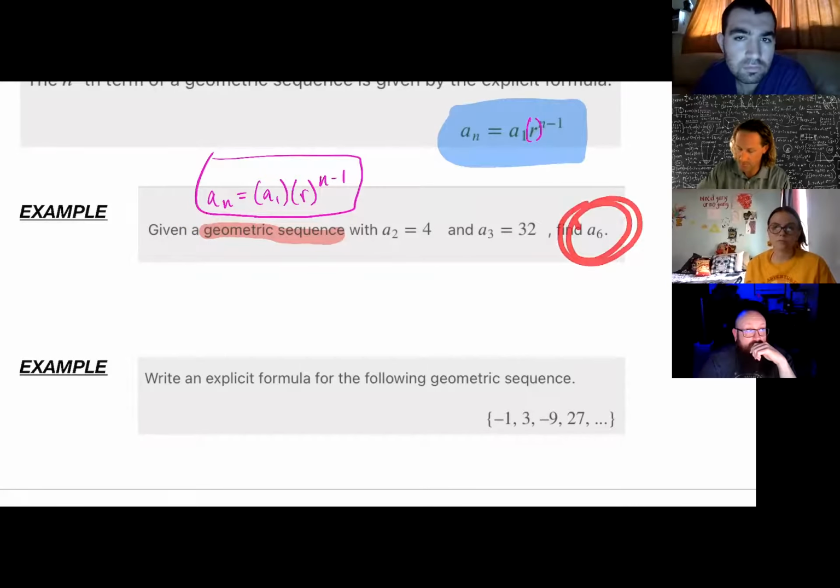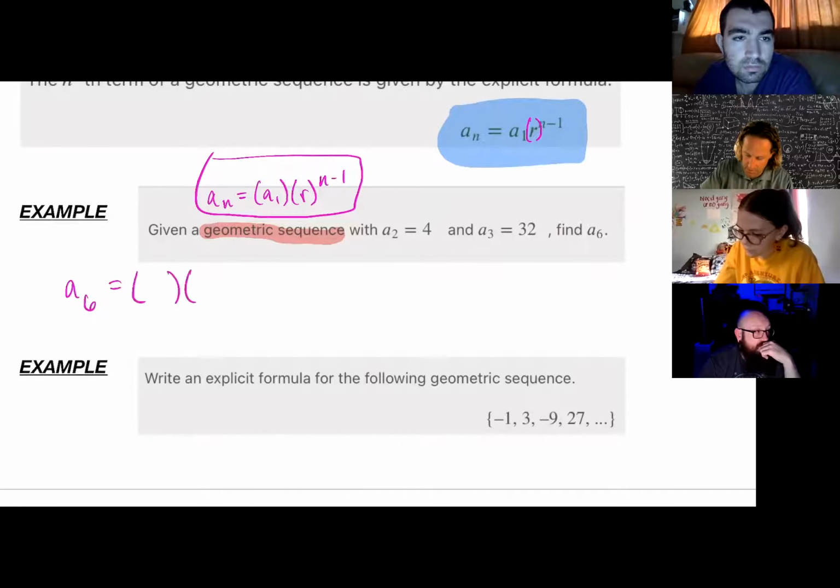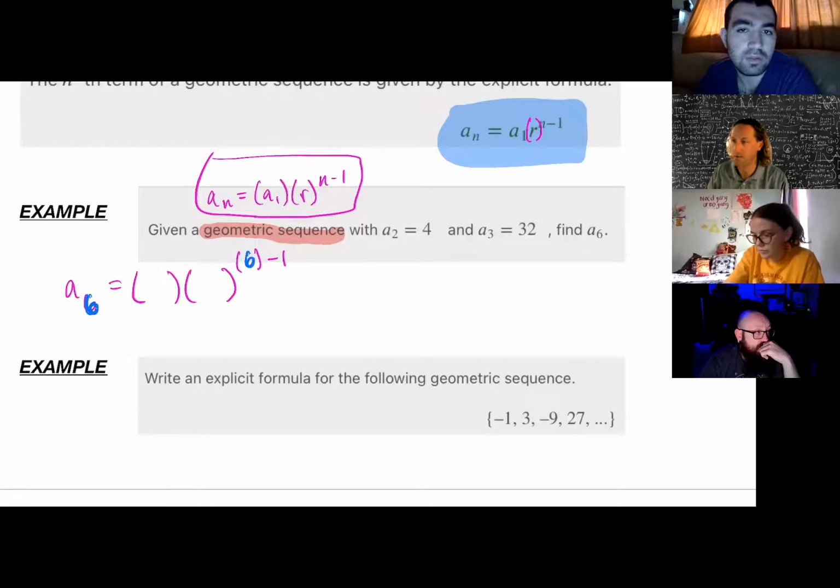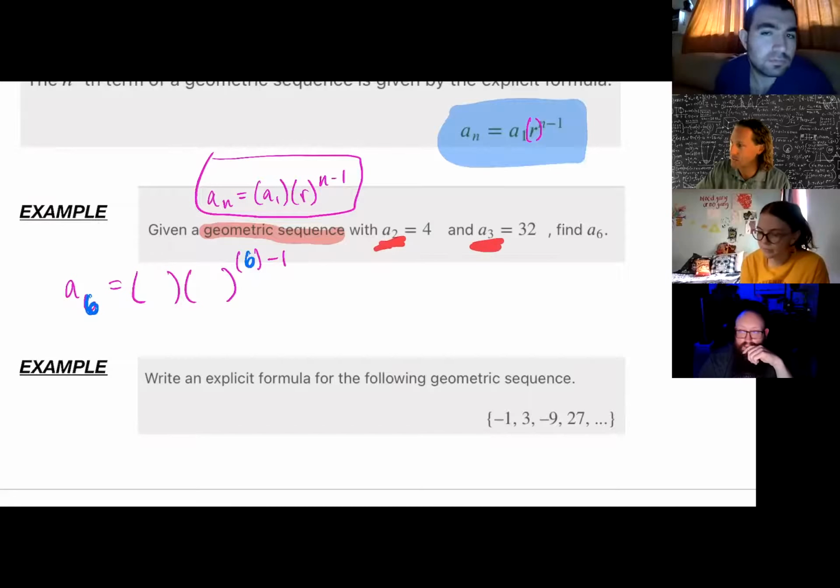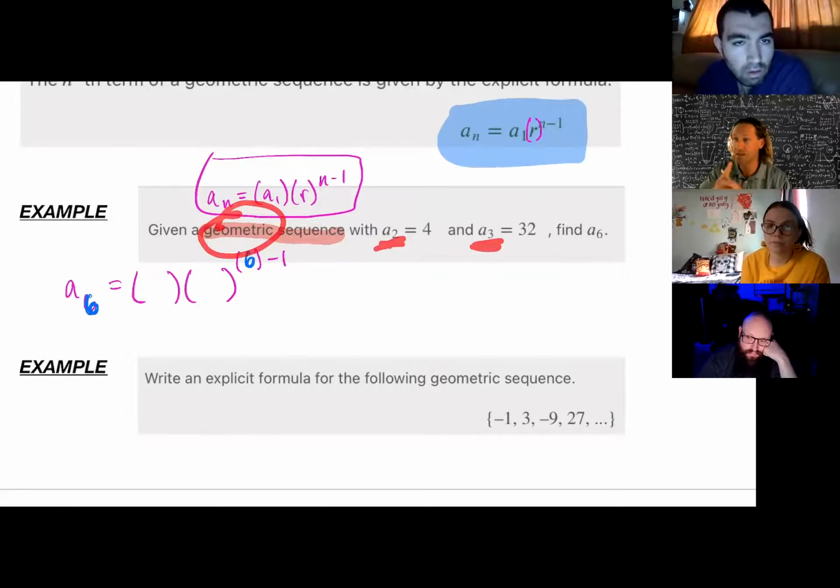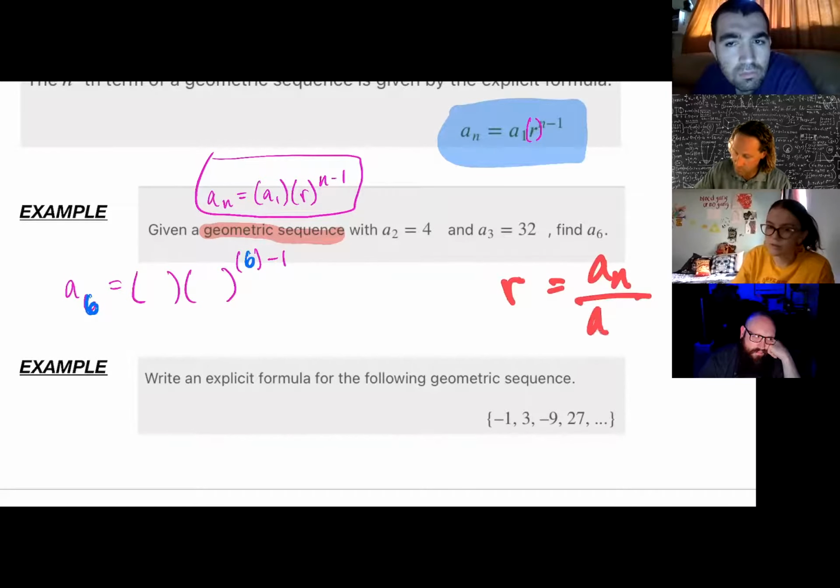And what are they asking us for? A6. Which means I need to know that first term, the R, and I already know the ratio between A2 and A3. Good correction. Very good, Alan. Because these are consecutive terms, I know because they told me it's geometric, it's not going to be a common difference. I'm not going to take 32 minus 4 to find the D. I'm actually going to take the ratio, which is if you know any term, divide it by the one before it, and that'll tell you how you got from there to there.